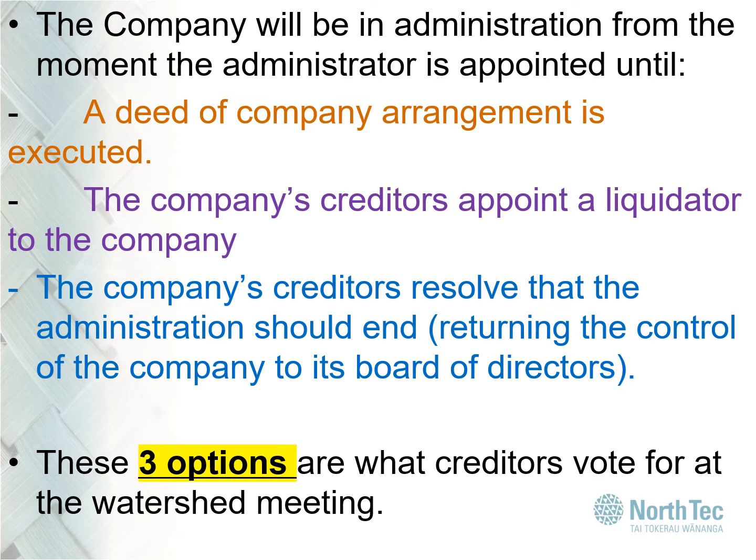So these three options are what creditors vote for at the watershed meeting. In other words, people, the watershed meeting is absolutely going to determine the possible continuance of the business or not. Everything depends on that watershed meeting, what will happen next. And that's where the name comes from.